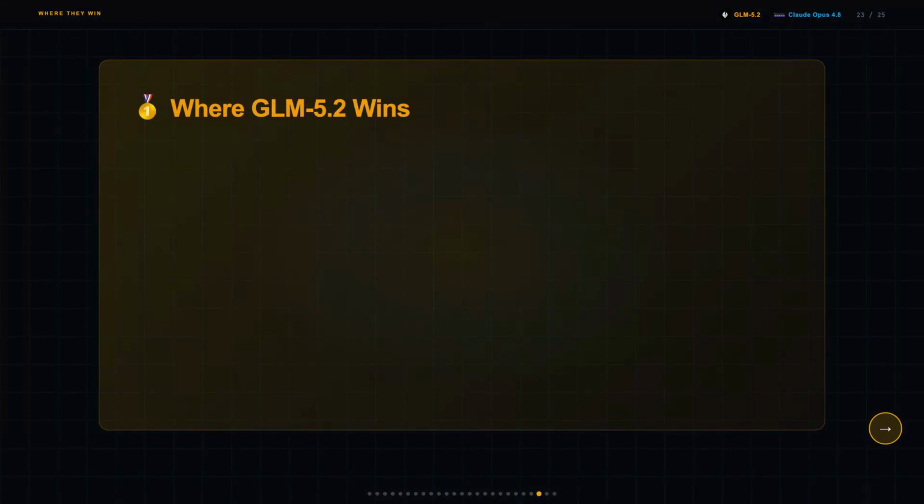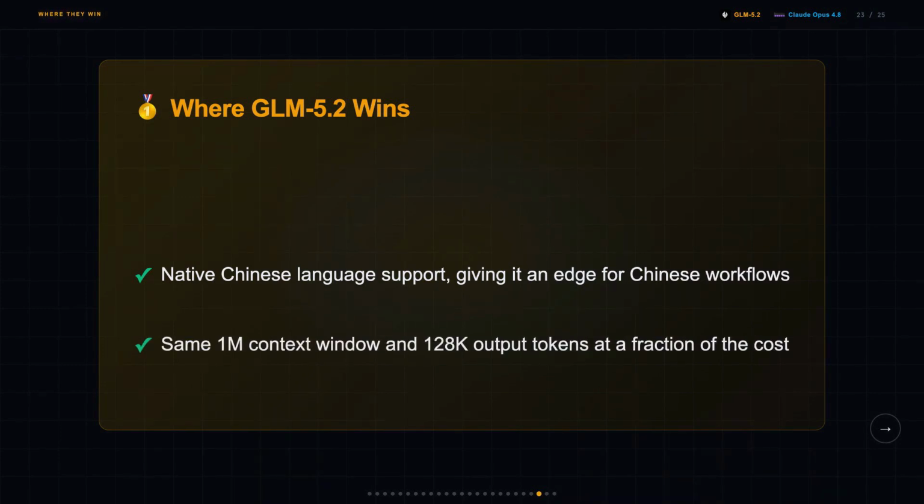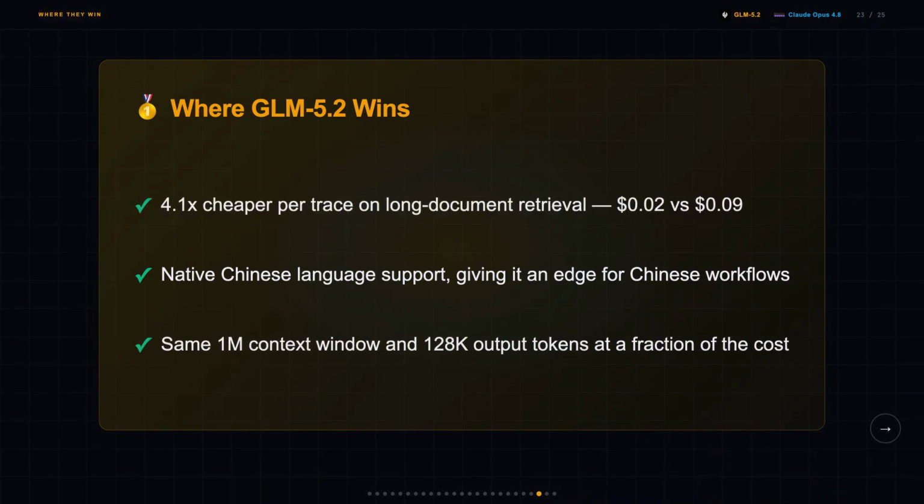So here's where GLM 5.2 clearly beats Claude Opus 4.8. It's 4.1 times cheaper per trace at $0.02 versus $0.09. Output tokens are 5.7 times cheaper at $4.40 versus $25 per million. And it has native Chinese language support, which is a structural advantage for Chinese workflows, and you get the same 1M context window and 128K output tokens at a fraction of the cost.